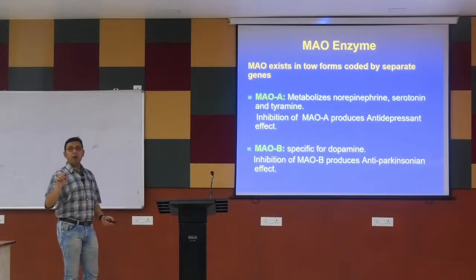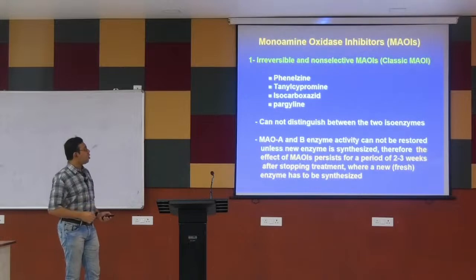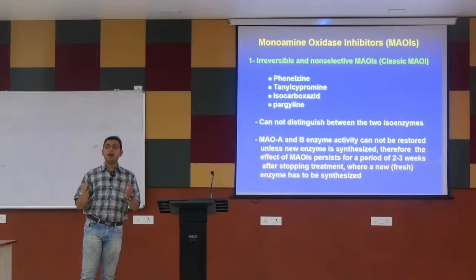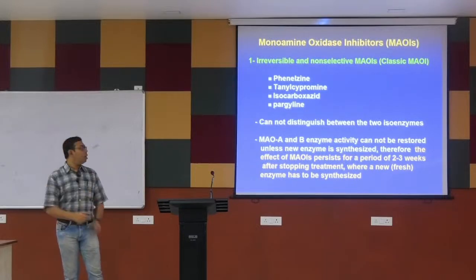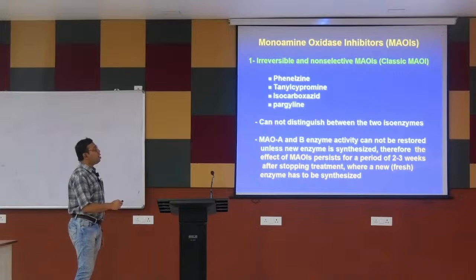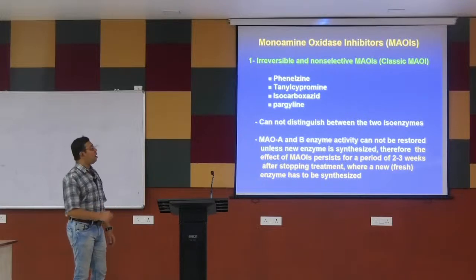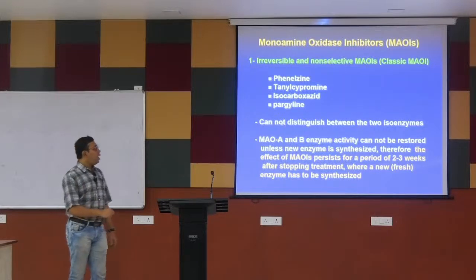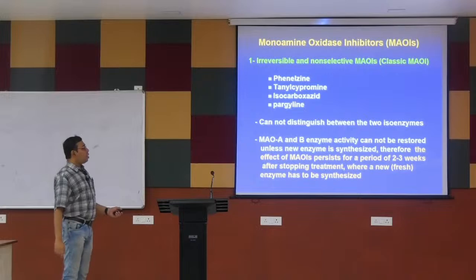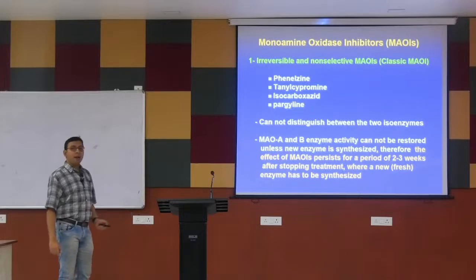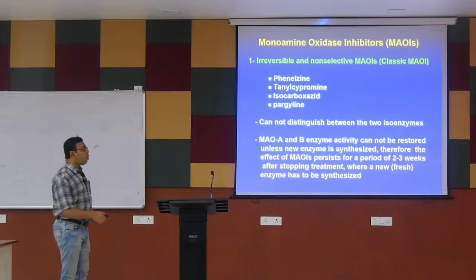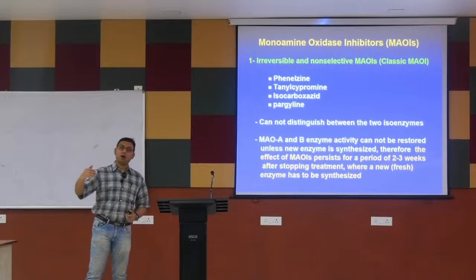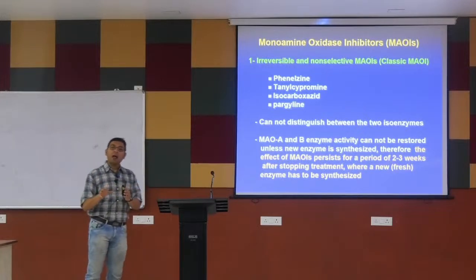Here mainly we need MAO A inhibitor, selective MAO A inhibitor. But most commonly we are having different types of the non-selective inhibitors, that is they are blocking both the MAO A and MAO B. So examples are phenelzine, tranylcypromine, isocarboxazid and pargyline. These are irreversible and non-selective MAO inhibitors, also known as the classic MAO inhibitors. They cannot distinguish between two isoenzymes. Their activity cannot be restored unless new enzyme is synthesized. Therefore, when we are giving this MAO inhibitor, 2 to 3 weeks are needed after stopping of treatment to initiate a new drug, because their effect lasts for 2 to 3 weeks.